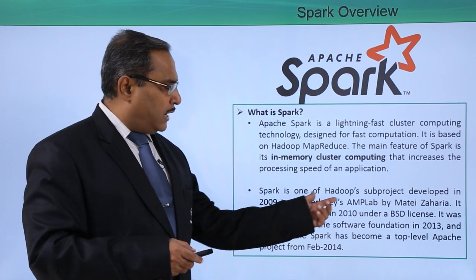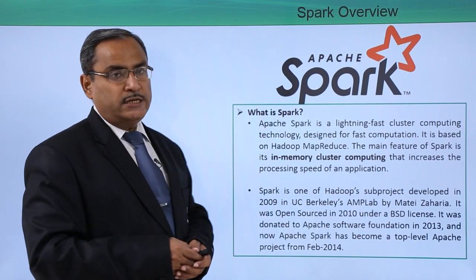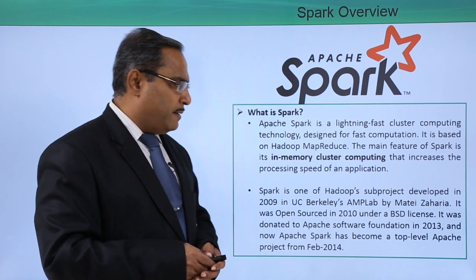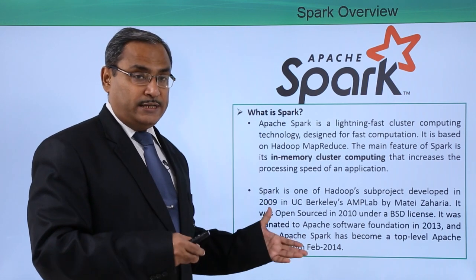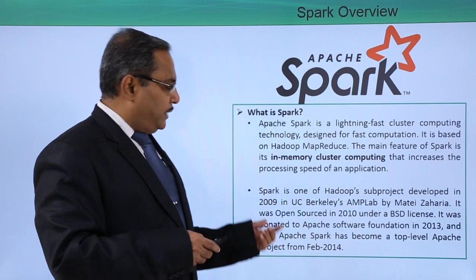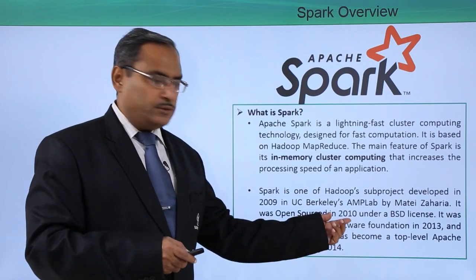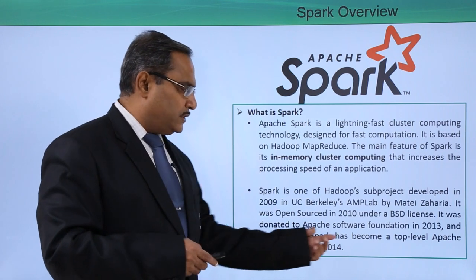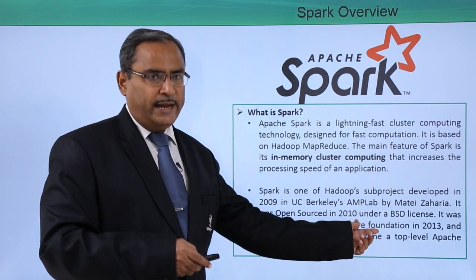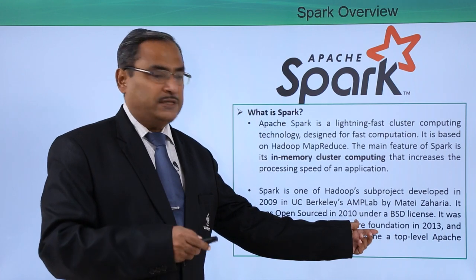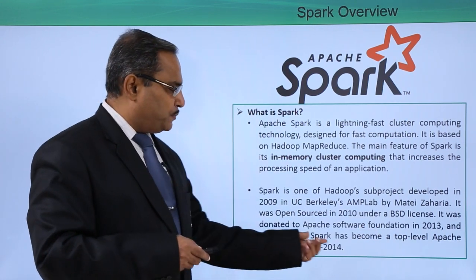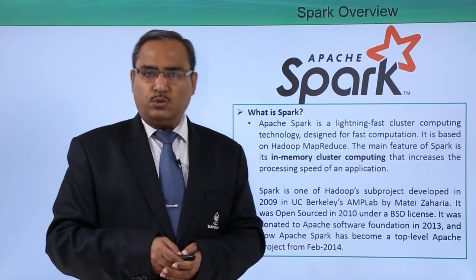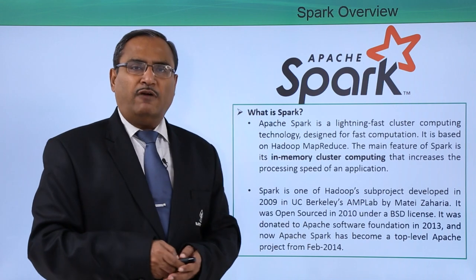Spark is one of Hadoop's sub-projects, developed in the year 2009 in UC Berkeley's AMP Lab by Matei Zaharia. So here we are discussing the history of Spark. It was open sourced in the year 2010 under the BSD license, and it was donated to the Apache Software Foundation in 2013. That's why we call it Apache Spark. And now Apache Spark has become a top level Apache project since February 2014. So that is the history of Apache Spark.